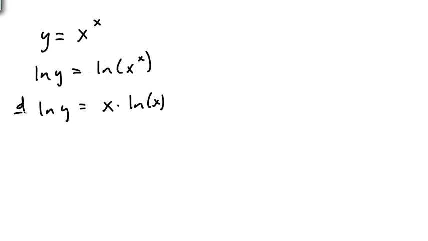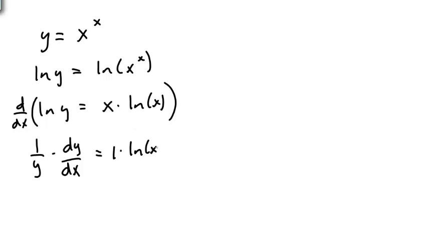And now we can take the derivative with respect to x of everything. We get 1 over y, the derivative of natural log of something is 1 over the something, times the derivative of what's inside, which is the dy dx that we want, is now on the right. We have to use the product rule. The derivative of the first one is 1 times the natural log of x left alone, plus the x left alone. Derivative of the natural log of x is 1 over x.